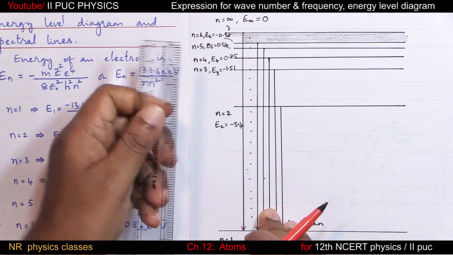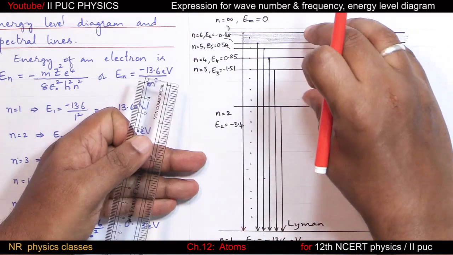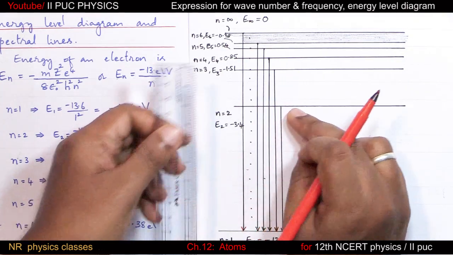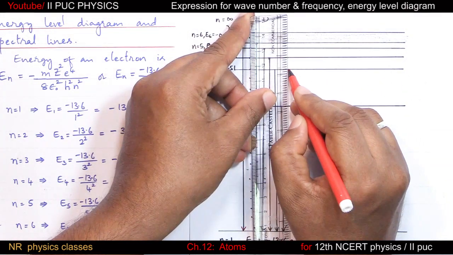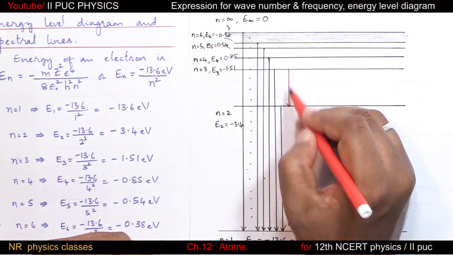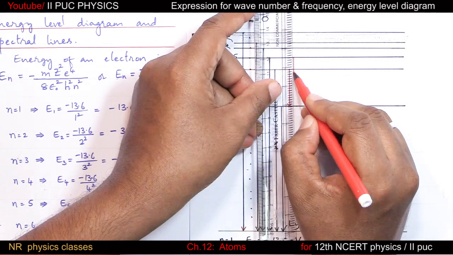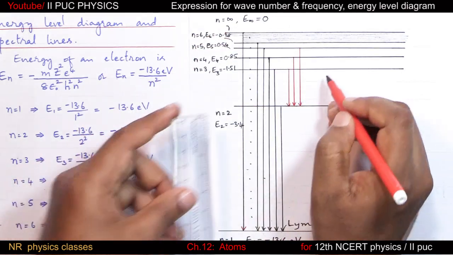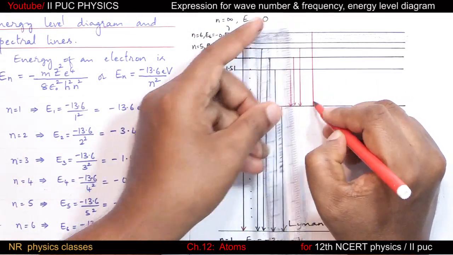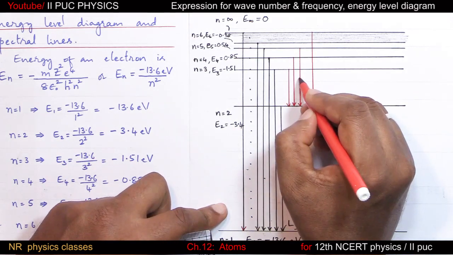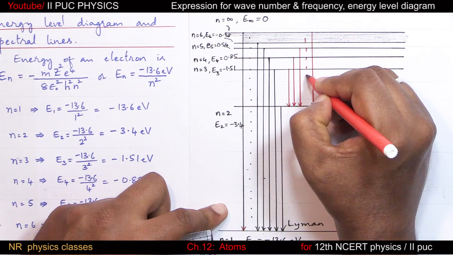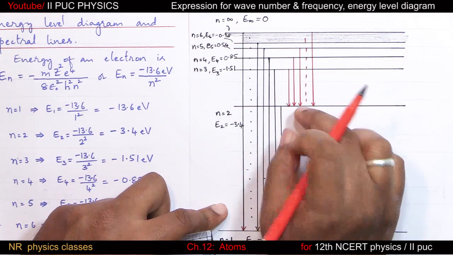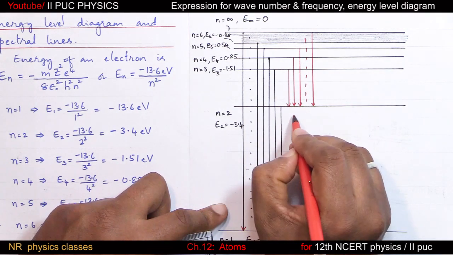Next, electrons can take transition from higher energy state to 2. Instead of going down to 1, they can take transition to 2, like this. 3 to 2, 4 to 2, 5 to 2, up to infinity to 2. We are not writing after this. All those are represented by this dotted line. If electron takes transition from higher energy states to 2, then this bunch is called Balmer series.